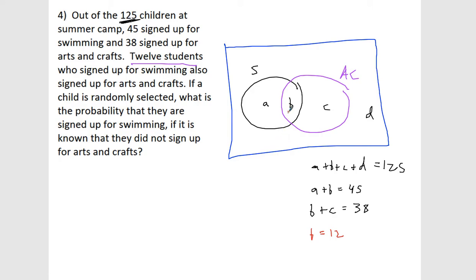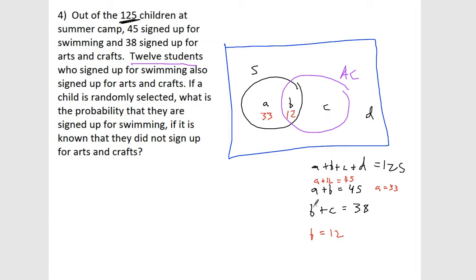So I can start filling these in. That's 12 right there. We know A plus 12 equals 45. So I can subtract 12 and get that A is 33. So this must be 33.